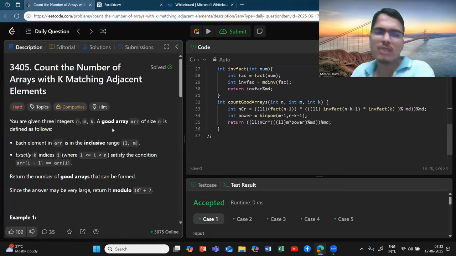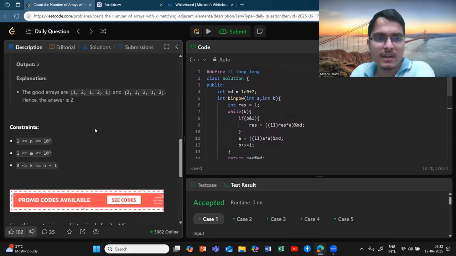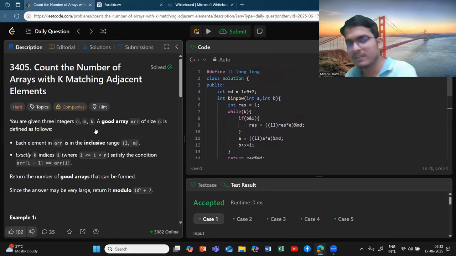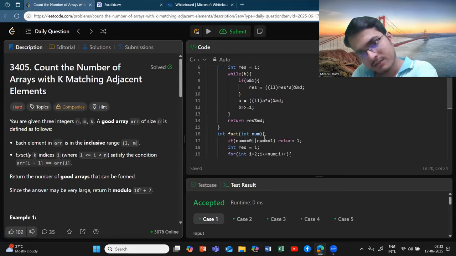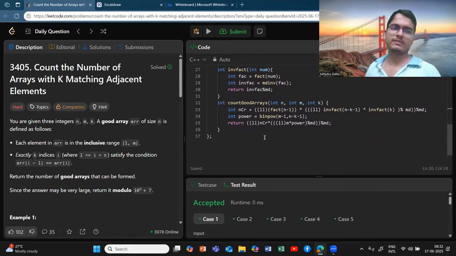So that was all for this problem. This is a hard problem if you don't know much about this inverse factorial or binary exponentiation. And if you have done enough permutations and combinations in your class 11th and 12th, I guess this is simple. It is just one formula. You just derive it. So that's all for this problem.